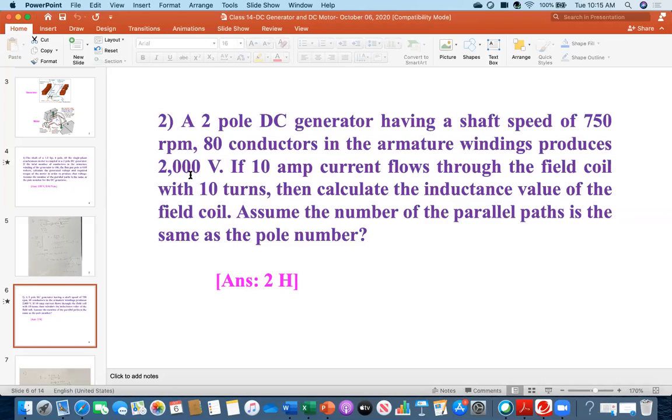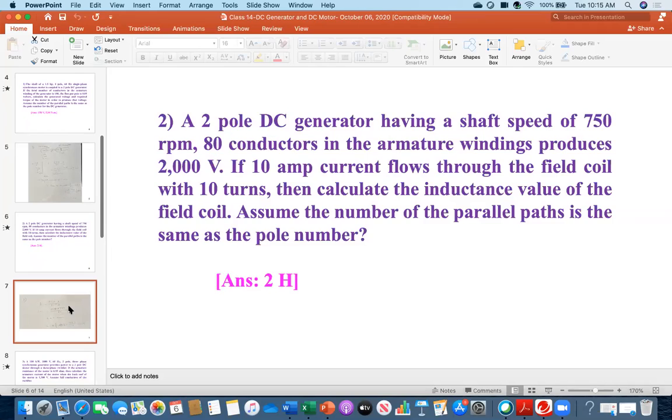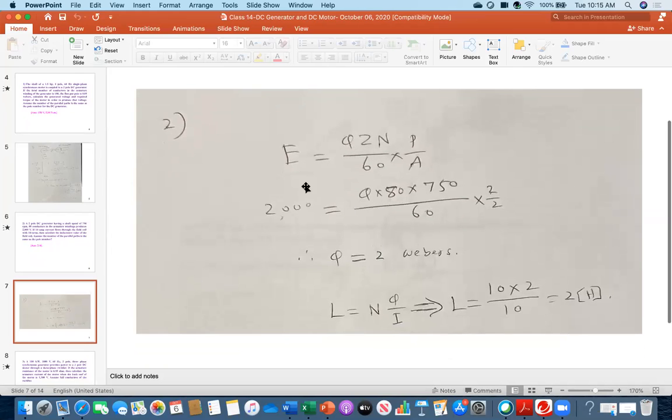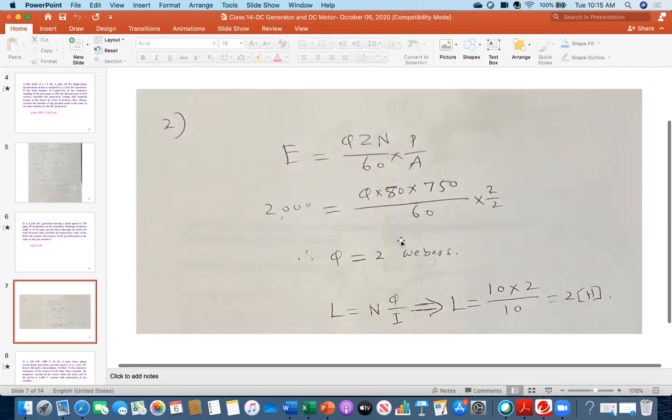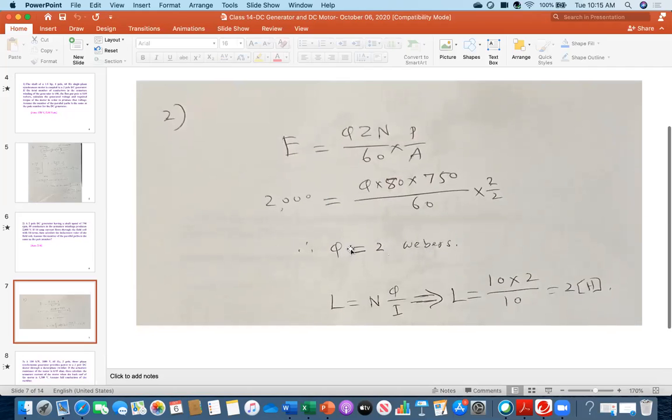The 2000 volt. So therefore, what is missing? The missing point is the flux. So if you use that equation, then you will be getting the flux. Everybody see? I have written down that equation, equal to phi Gn over 60 multiplied by phi by A. And then I am plugging all those given values: voltage 2000, G 80, 750, 2 over 2. And then only phi, this value, is missing. So from here, I got 2 webers. So therefore, this is the flux, 2 webers.